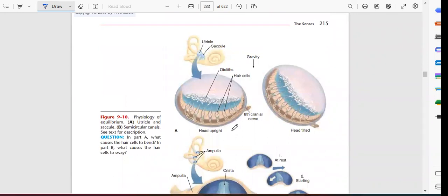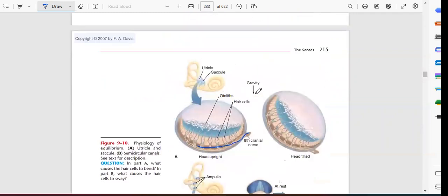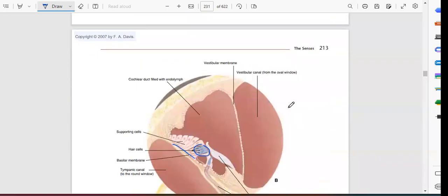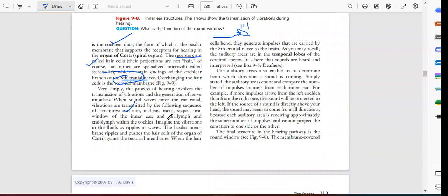This is the utricle and saccule. Okay, so here the eighth cranial nerve is entering. Okay, so this is the ampulla. Okay, these are the hair cells. So this is all about balance and equilibrium. Okay, so we'll talk about that later. So basically you can see that this is the endolymph. So in the cochlea we have endolymph and perilymph.